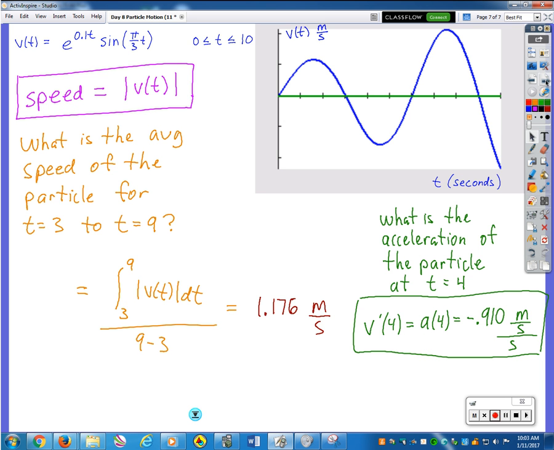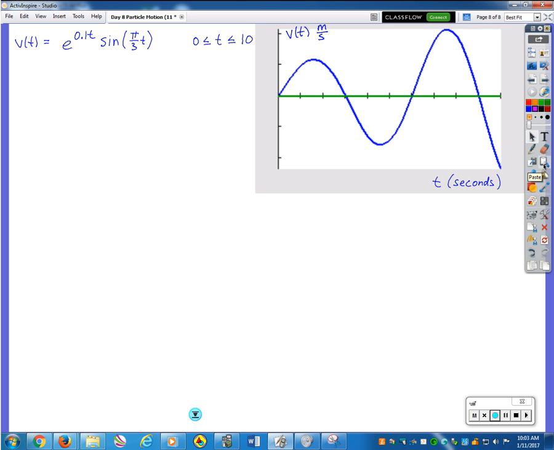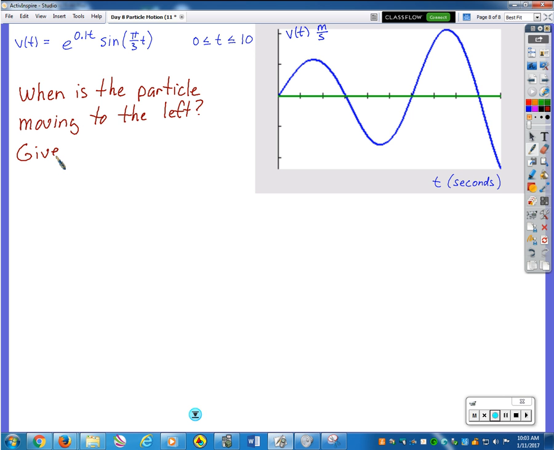Next thing that shows up in the homework. Let's go over here and paste the new one. This question shows up in the homework, and I want everyone to be able to answer it. This is on the test as well: when is the particle moving to the left? And then it'll say something like, give a reason for your answer.